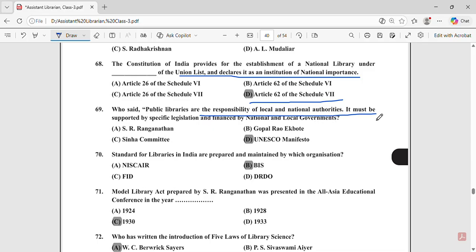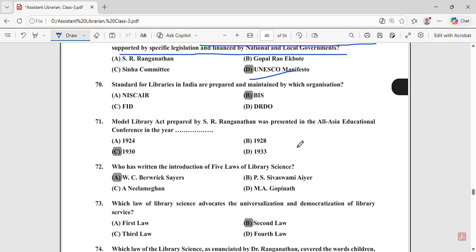Who said public libraries are the responsibility of local and national authorities, must be supported by specific legislation, and financed by national and local government? UNESCO Manifesto. Standards for libraries in India are prepared and maintained by which organization? BIS. Model Library Act prepared by S.R. Ranganathan was presented in the All Asia Educational Conference in the year 1930.